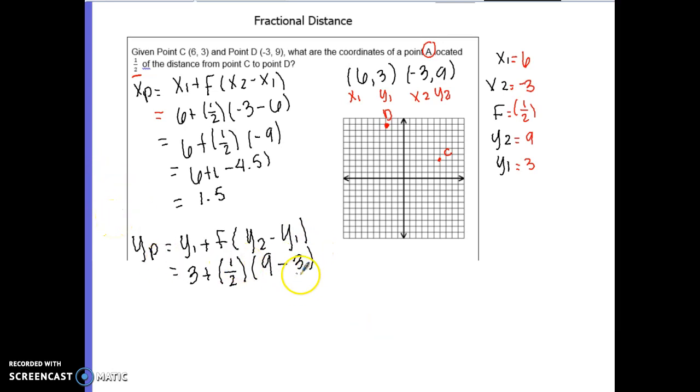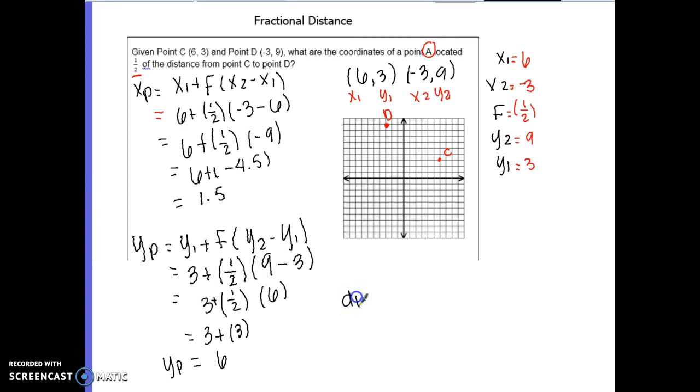So if we're working right to left, our first step would be to drop everything down. 9 minus 3 will give us 6, which we then have to multiply by 1 divided by 2. So we drop this down. This is also 3. So 3 plus 3 is 6, and so that would be our YP.